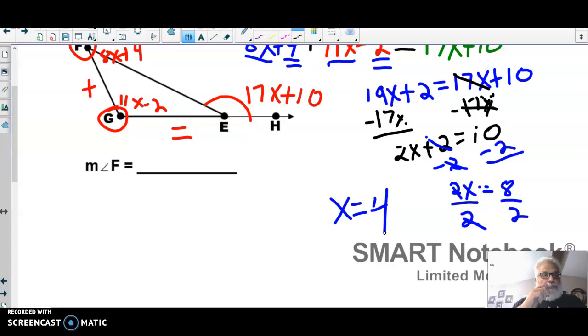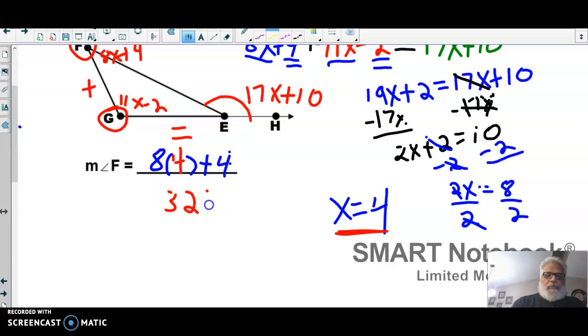In this case, they want us to find angle F. Angle F is 8x, but I'm not putting the x, so I'm going to substitute for it. Plus 4. Substitute 4, because that was what I got for x. 8 times 4 is 32. Plus 4. 36 is my answer.